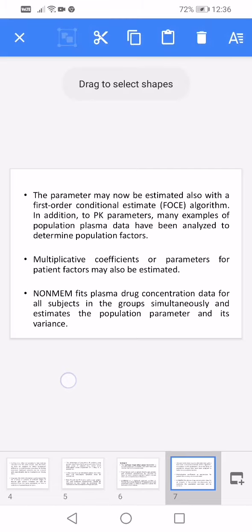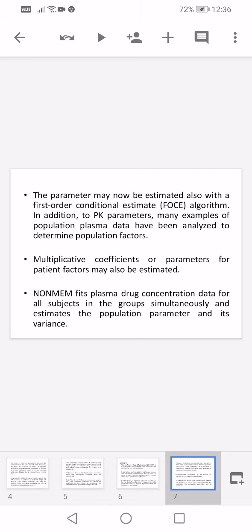So not only are we following that algorithm, there is another algorithm we are following, that is the first order conditional estimate algorithm. These two algorithms take all the PK parameters and, in addition, they will determine extra factors from the population factors. That means if you are taking a group of population, not only the PK and PD parameters, they will take all other parameters from the patients and analyze them. Multiplicative coefficients or parameters for patient factors may also be estimated. NONMEM fits plasma drug concentration for all subjects in the group simultaneously and estimates the population parameter and its variance.